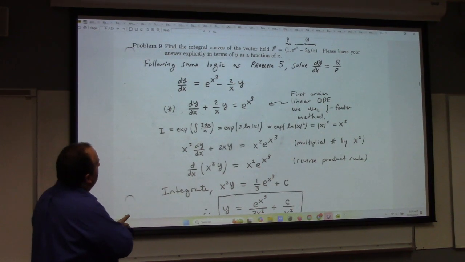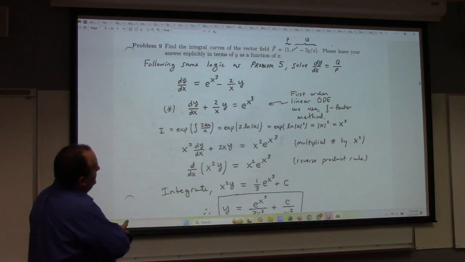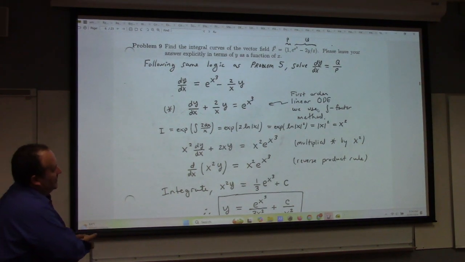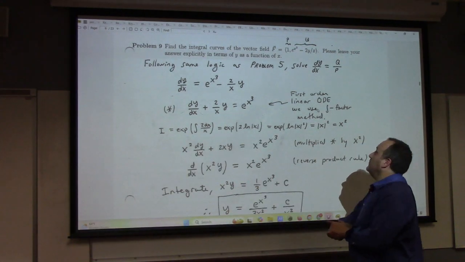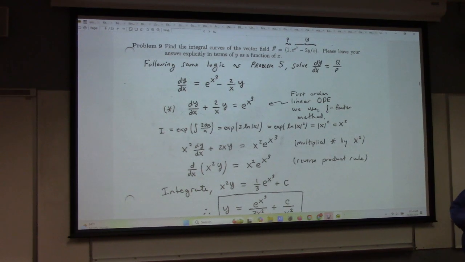Let's see here. So this one here, again, I'm trying to find the integral curves. So I'm back to the problem. I want dy/dt to be the q part, and I want dx/dt to be the p part. So if I eliminate time at the level of the calculus, that gives me dy/dx is q over p. All right. So if you think about this in terms of geometry, there's a few problems that we've looked at.